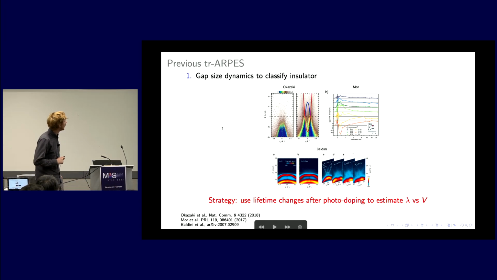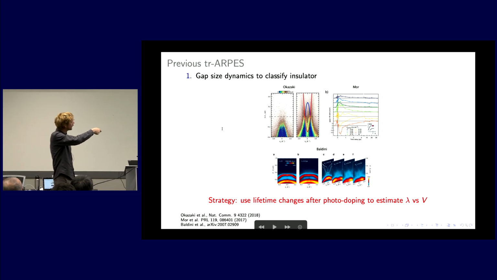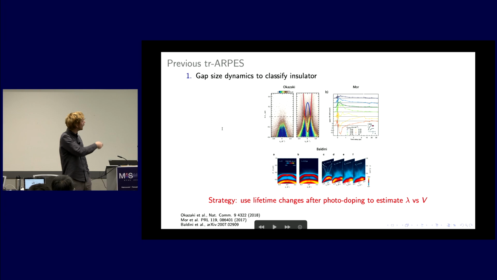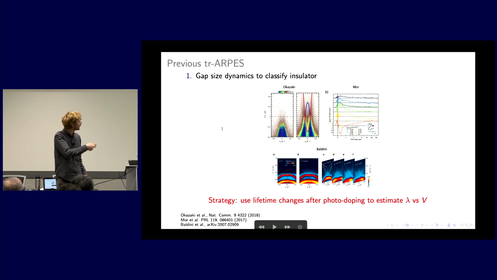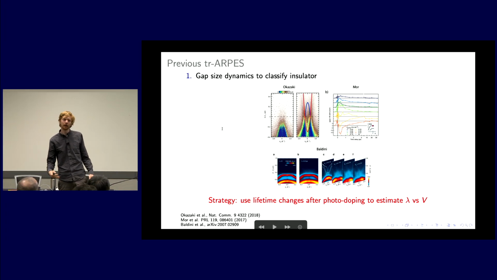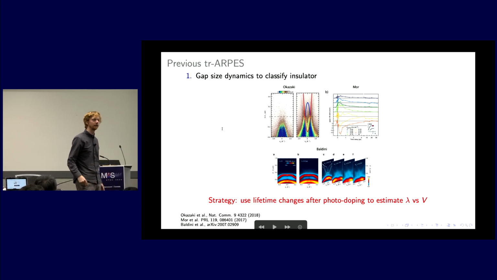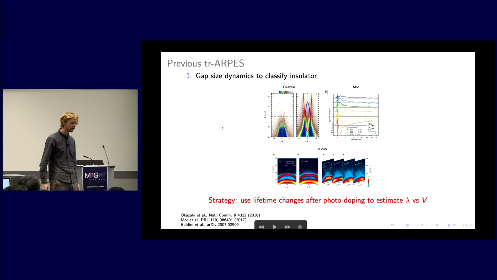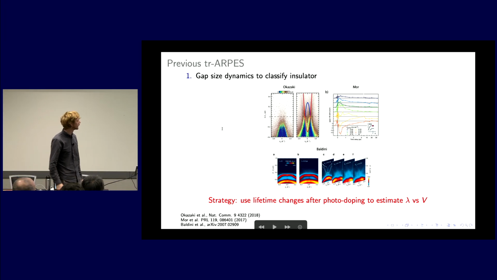Now, this was exactly what was done first by Okazaki et al. On the left is the equilibrium ARPES. On the right is the photoexcited one. Basically, what you see is a gap closing between the left and right. The time scale for the gap closure, which they measured, is sub-femtosecond, so much faster than the lattice distortion. And from this, they concluded that this has to be an electronically driven situation.